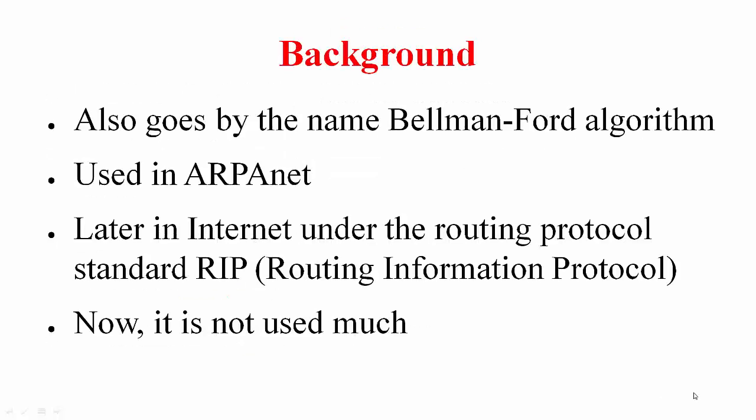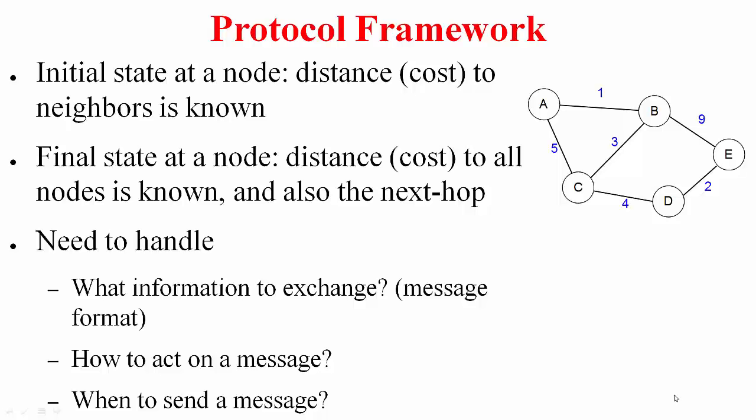This algorithm also goes by the name Bellman-Ford algorithm. These two were the inventors of this algorithm. This was the algorithm originally used in the very first packet switching network, ARPANET. Later in the internet also this algorithm was used, but under a standard called RIP, Routing Information Protocol. While it was very popular earlier, these days it is not used much, because of reasons which will become apparent soon. So this is how the algorithm works.